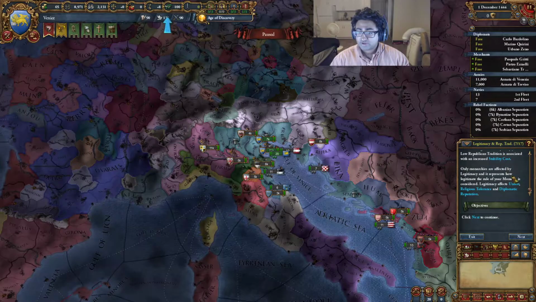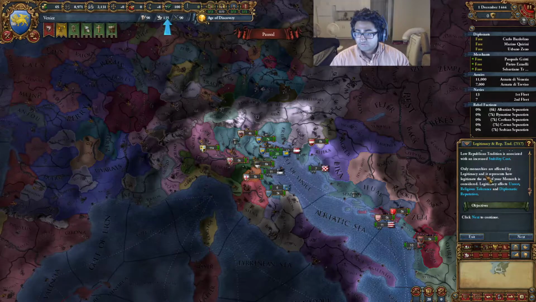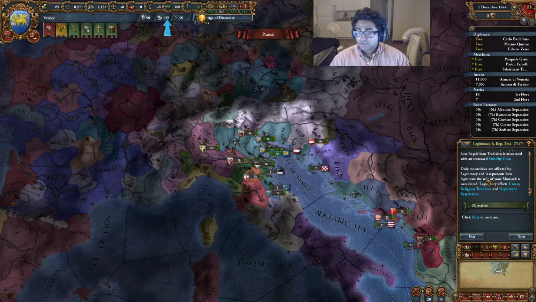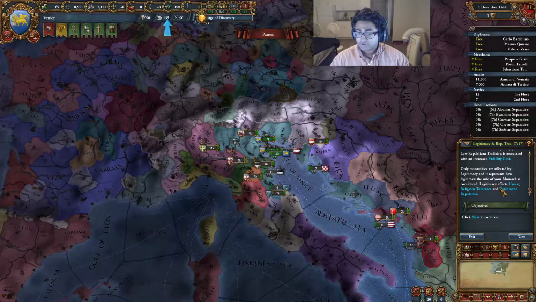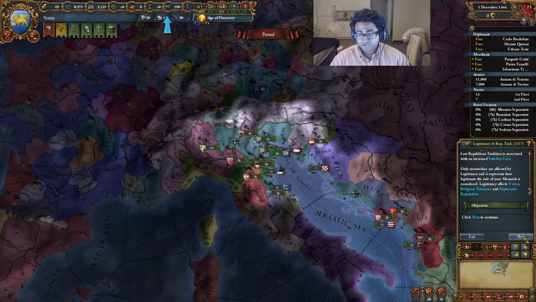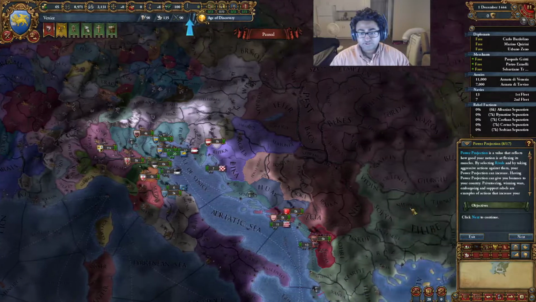Only monarchies are affected by legitimacy. Interesting. It represents how legitimate the rule of your monarch is considered. Legitimacy affects unrest, religious tolerance, and diplomatic reputation. Power projection.